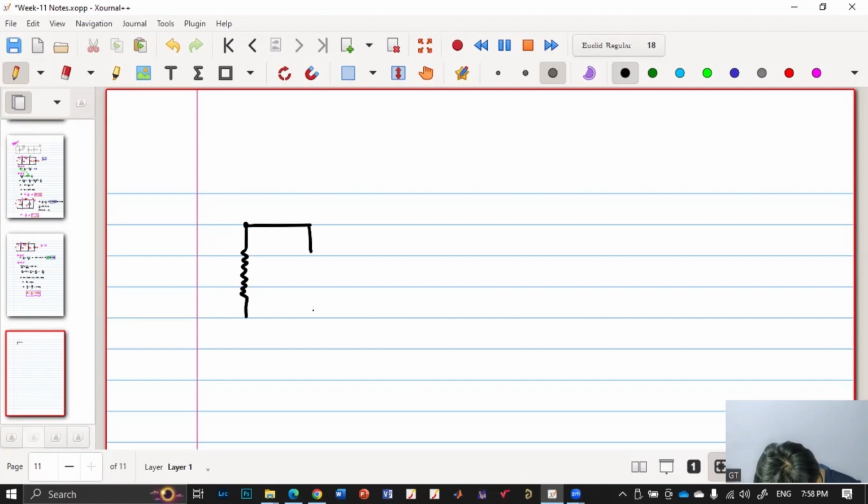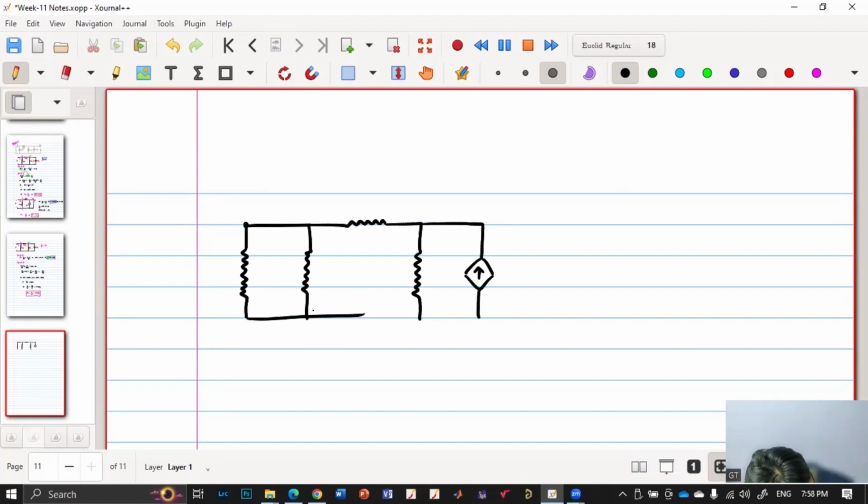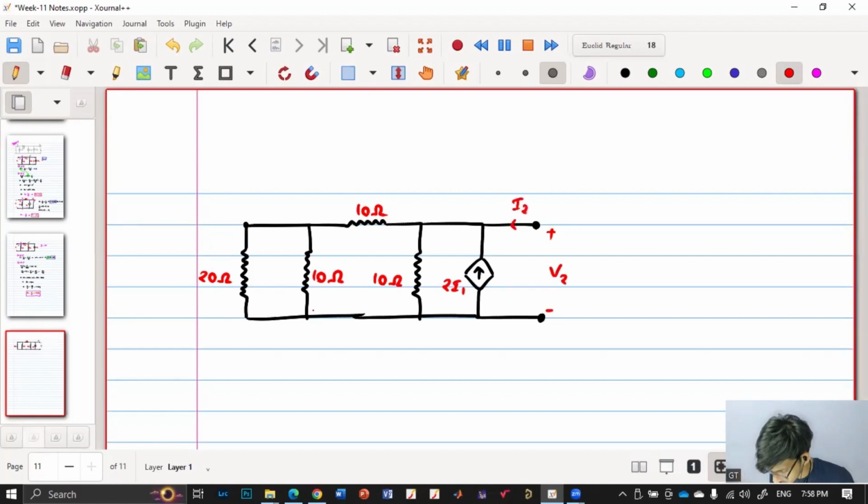So this is 20 ohm, this is 10 ohm. Again, there is 10 ohm here, and then 10 ohm, and then here there is 2I1. So this is 20 ohm, 10 ohm, 10 ohm, 10 ohm, 2I1, plus minus V2, and they're asking V2 by I2, so that we'll get the overall impedance.